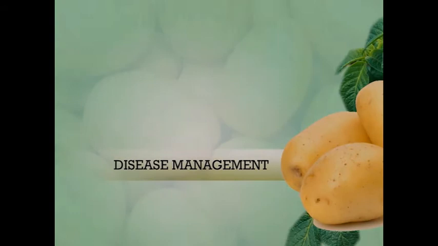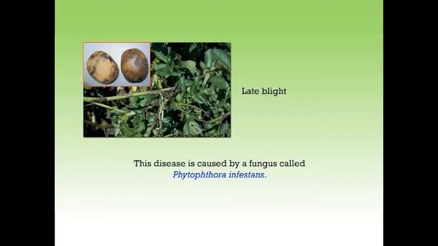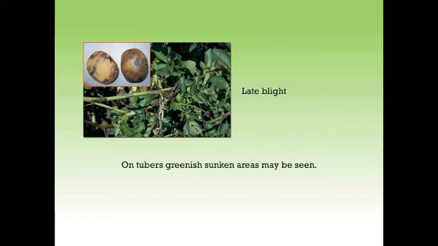Let's discuss few diseases and their control measures. The first disease is late blight. This disease is caused by a fungus called Phytophthora infestans. The disease may attack almost any time after the crop has put up fairly good foliage. On tubers, greenish sunken areas may be seen.